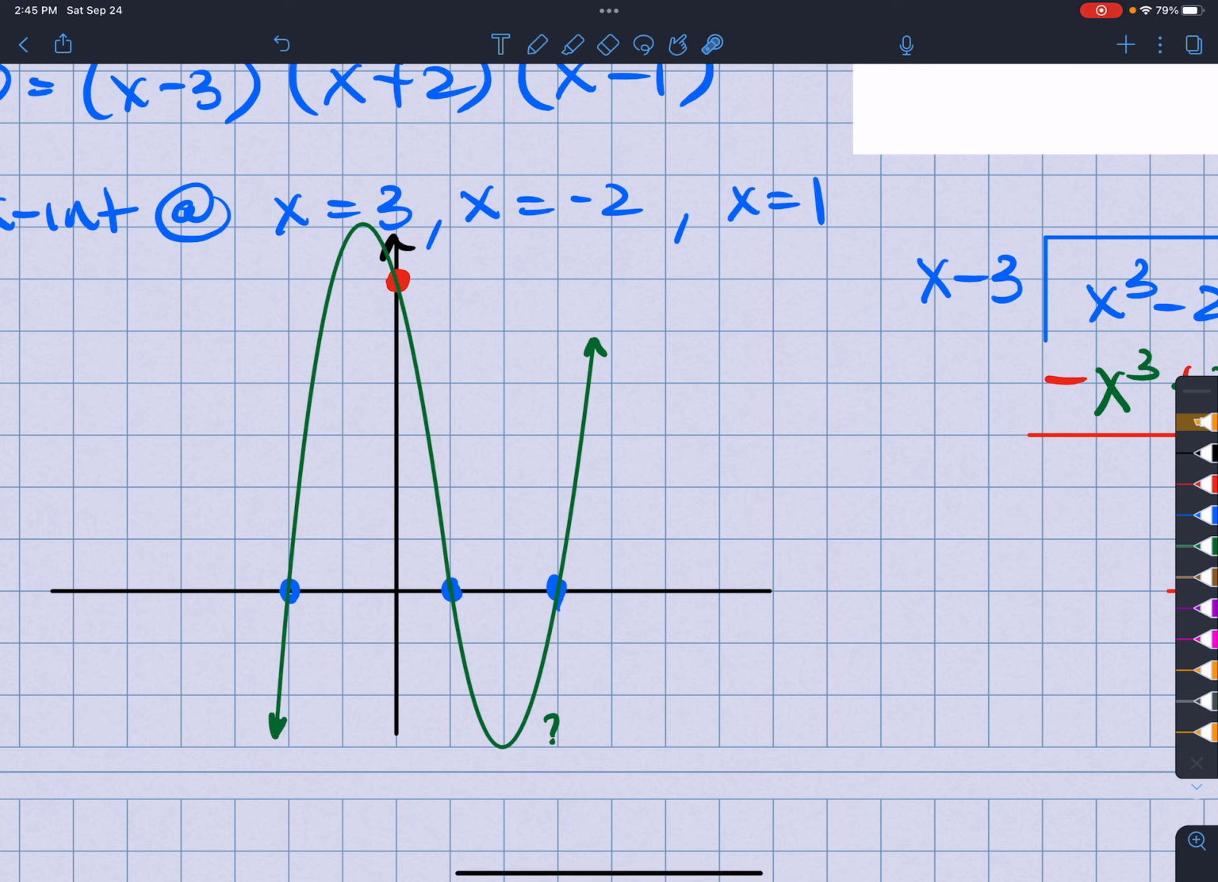And if you look at the choices, you're going to see that the one that crosses the y-axis at 6 and then hits these 3 roots right here is going to be choice B.